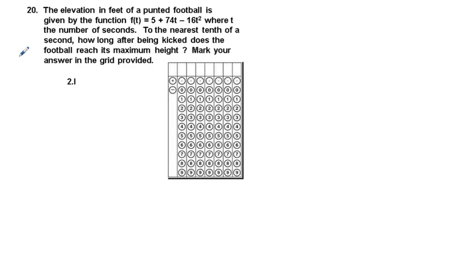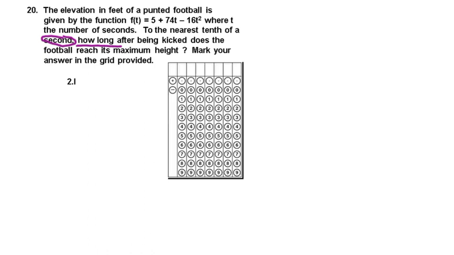Next, problem 20. An elevation in feet of a punted football is given by a function f of t equals 5 plus 74t minus 16t squared, where t is the number of seconds, to the nearest tenth of a second. Now, what are they asking for? They are asking for what? Seconds to the nearest tenth of a second. How long after being kicked?